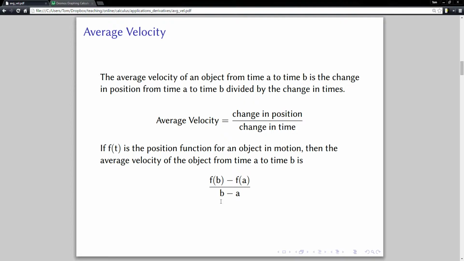And then down here on the bottom, b minus a, those are the time values that you had. So say B was 10 and A was 5. That's from 5 seconds to 10 seconds. You would subtract those two: 10 minus 5 is equal to 5. So the bottom expression there is just the change in time. So this is just this formula, when we have a position function: change in position over a change in time.